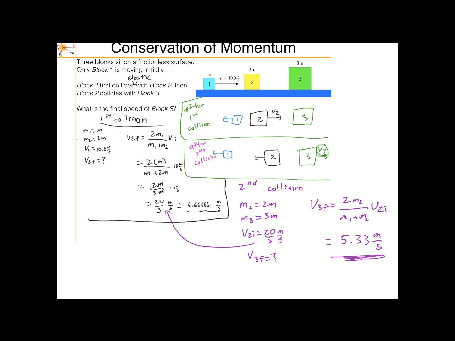All right, so after the two collisions, block 3 is moving at 5.33 meters per second. And we could also, if we want to, find out how fast these two blocks are moving in the opposite direction after those collisions.